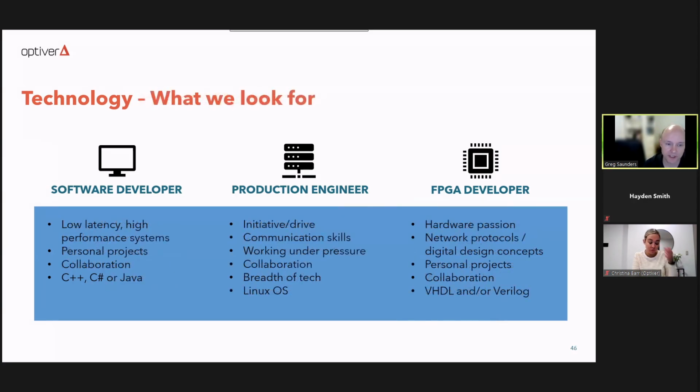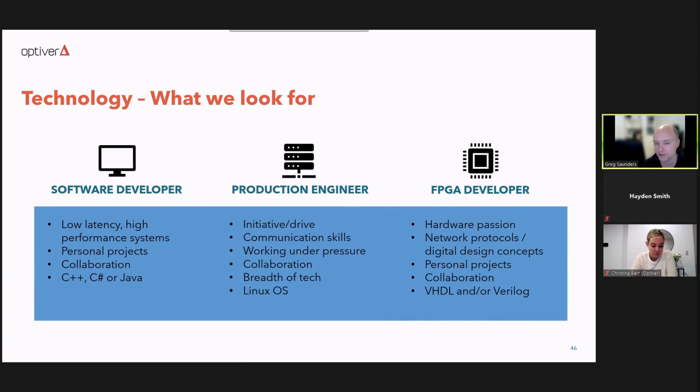So in terms of what we're looking for, obviously an interest in low latency development and high performance systems is vital for our software development roles. Personal projects where you can show us work that you've done are always helpful. The ability to collaborate with others. And again, of course, that experience with either C++, C# or Java. So you don't have to have done C++, although again, this audience will have done that to apply.